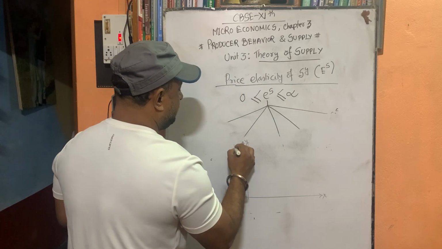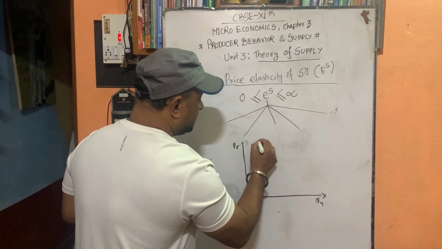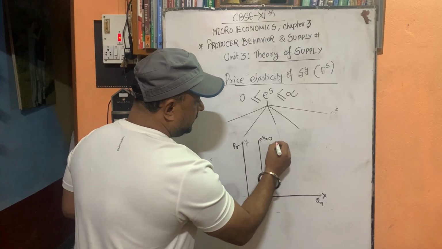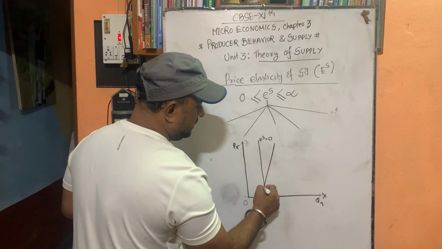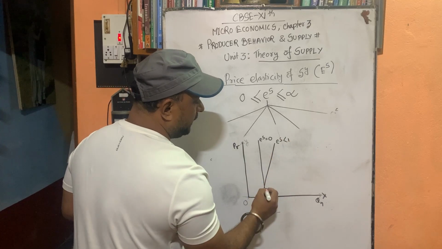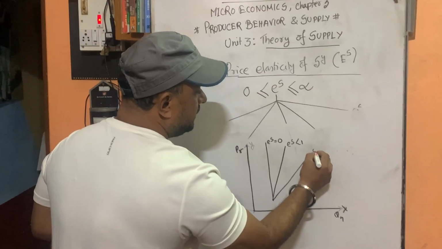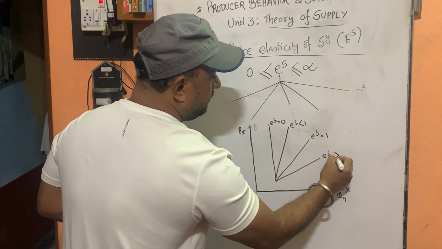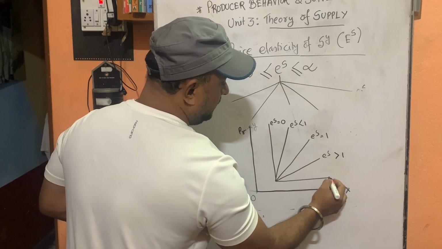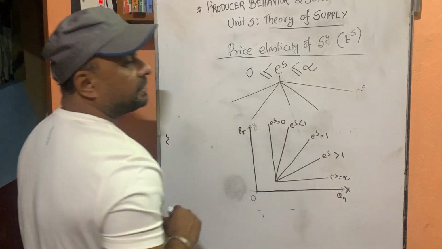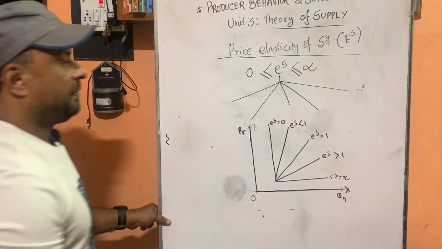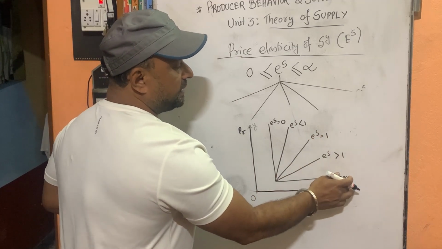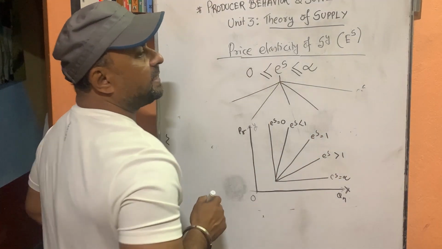Quantity, price. This is our first one: elastic supply is equal to 0. This is the second one: elastic supply less than 1. This is the 45 degree line, equal to 1. This is the fourth one: elastic supply more than 1. This is the fifth one: elastic supply is equal to infinite. So these are the 5 degrees of elasticity: perfectly inelastic, inelastic, unit elastic, elastic, then perfectly elastic. So this is price elasticity of supply.